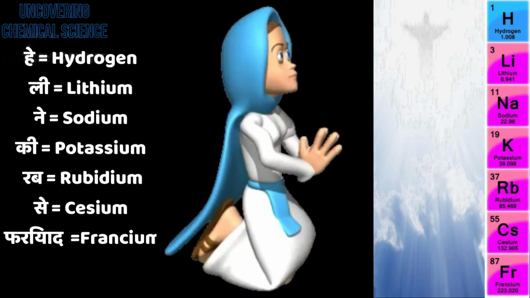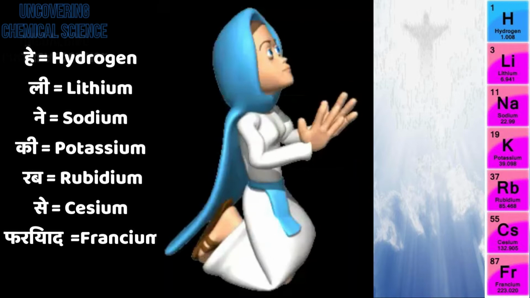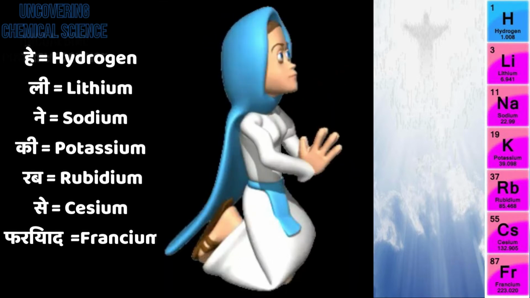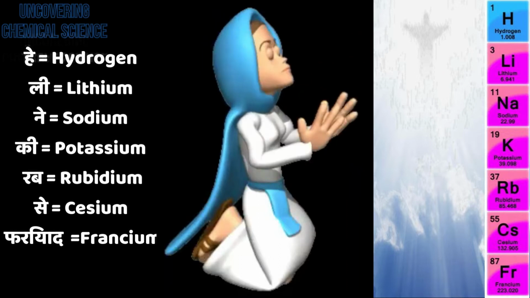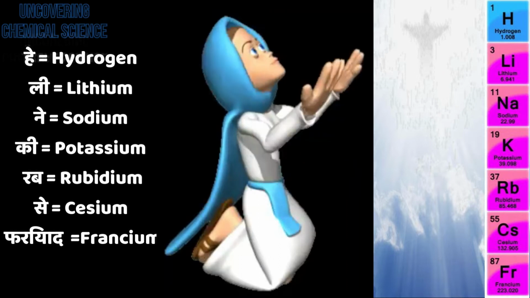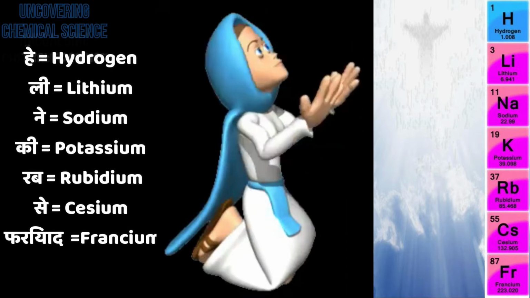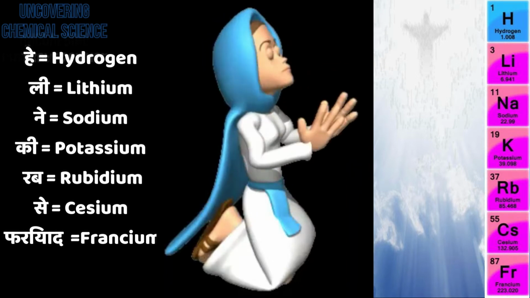Ki is used for potassium and the chemical symbol for potassium is K. Similarly, Rub is used for rubidium and its chemical symbol is Rb. Se is used for cesium, which is represented by Cs. And Faryad is used to represent francium and its chemical symbol is Fr. Let us revise the complete group 1. Heli ne ki rab se faryad, that is hydrogen, lithium, sodium, potassium, rubidium, cesium and francium.